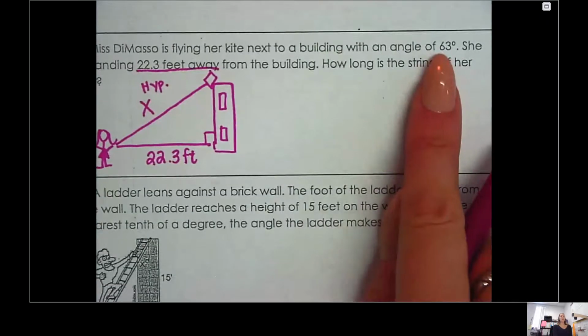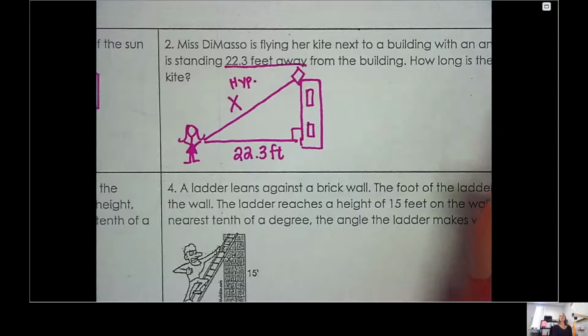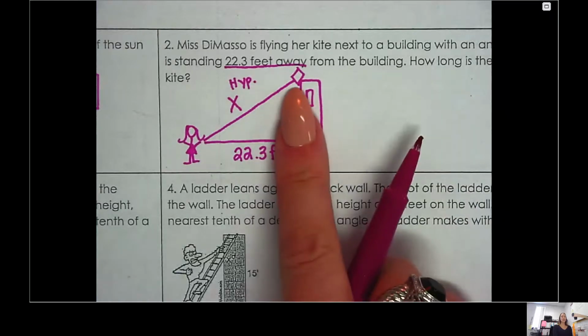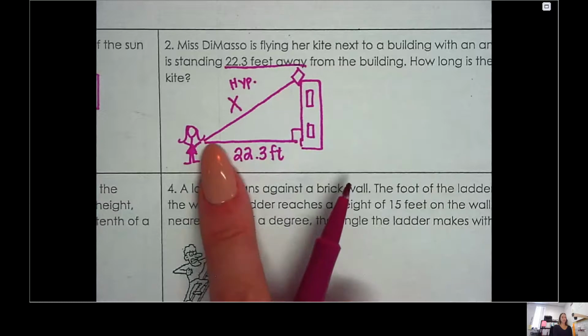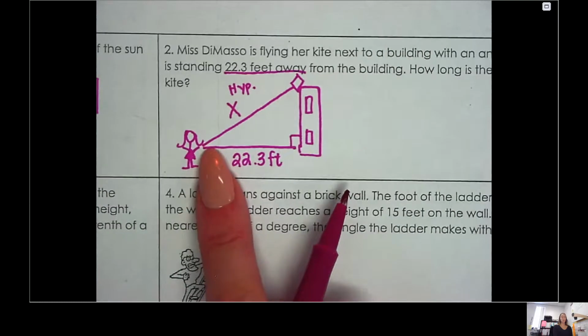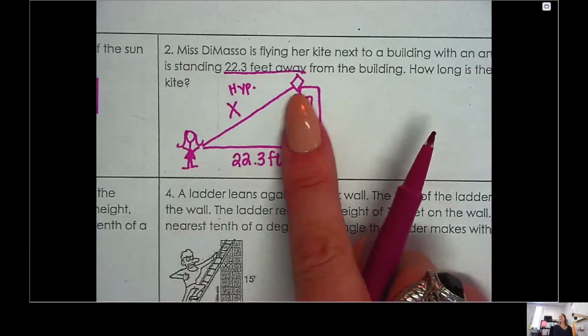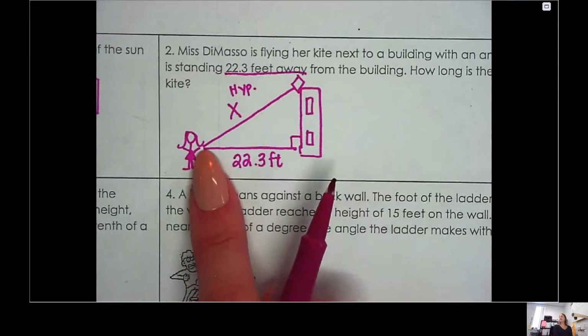It's 63. But the question is, where does the 63 go? Does it go at the top by the kite, or does it go at the bottom by me? Are you sure? Raise your hand if you think it goes by the kite. Raise your hand if you think it goes by me. Raise your hand if you're really not sure.